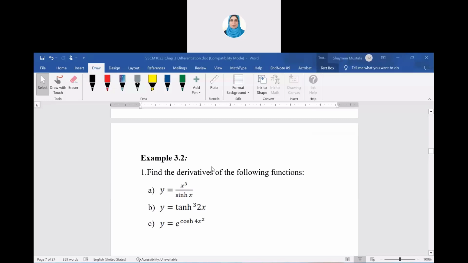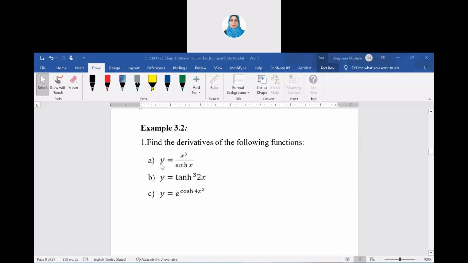Now we need to go for examples. I need to find the derivative for this function. y is equal to x cubed over sine x. Here I have a division between two functions, so I have to apply the division rule.